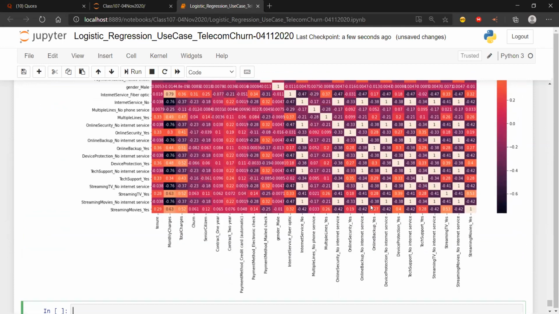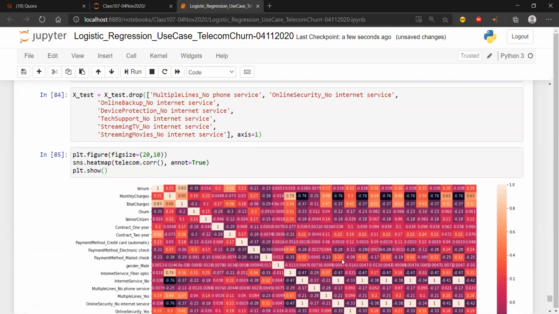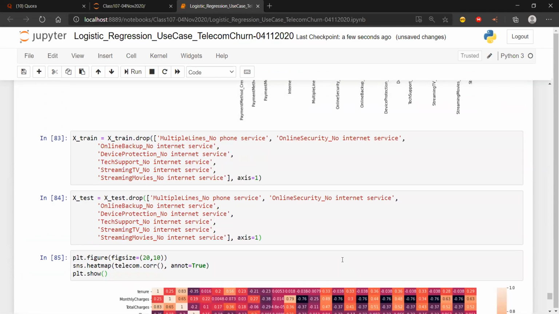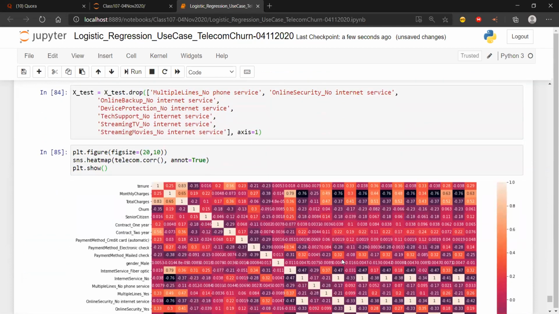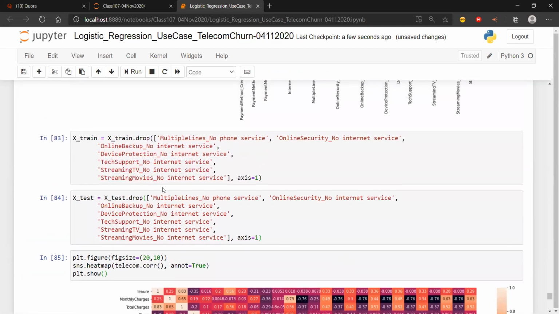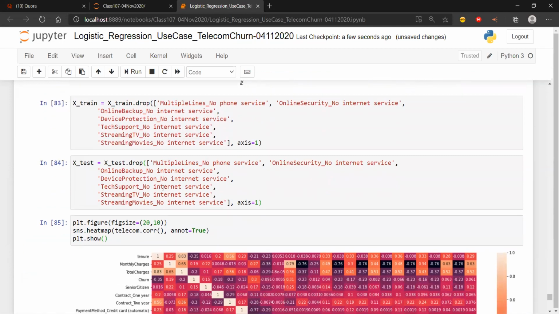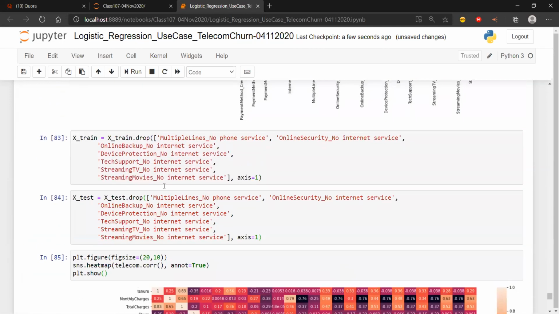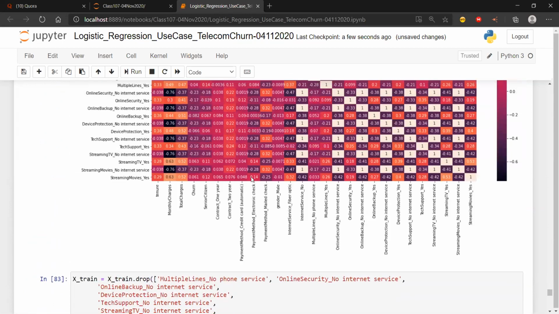Again, we still have no. Oh, I am taking telecom. Mohammed, I think you have dropped the wrong columns, right? Is it underscore yes that should be dropped, right? Why?